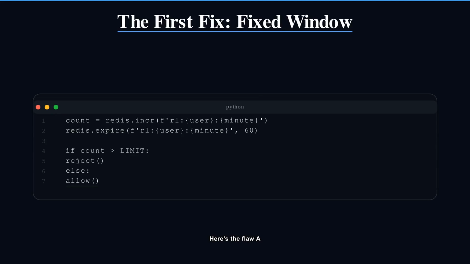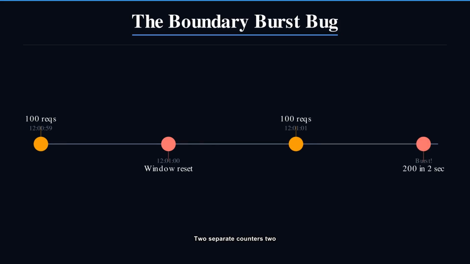Here's the flaw. A client fires 100 requests at 12:59, window 1, then fires 100 more at 12:01, window 2. Two separate counters, two separate limits. Result, 200 requests in 2 seconds. The bouncer resets his head count exactly at midnight and everyone rushes the door at once.